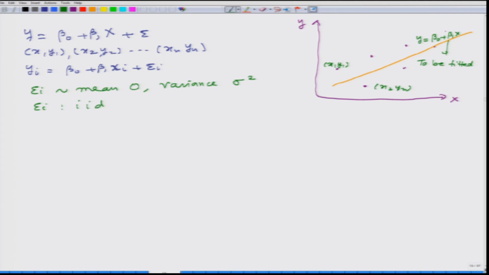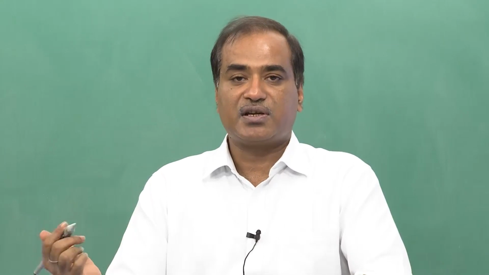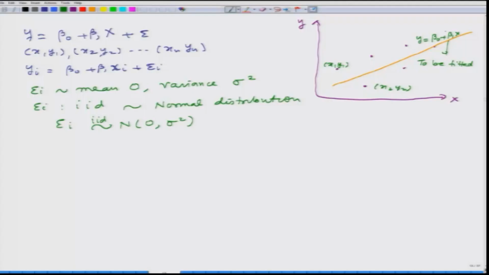At this moment, I am going to make an assumption that epsilon i's are IID and they are following a normal distribution. So, I can write down briefly that epsilons are IID following normal 0 sigma square distribution. This means that all epsilon i have been observed from a probability density function normal with mean 0 and variance sigma square, and we also assume that they are independent. All epsilon 1, epsilon 2, epsilon 3, up to epsilon n, are mutually independent of each other.